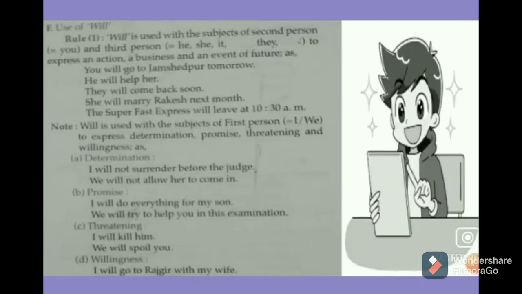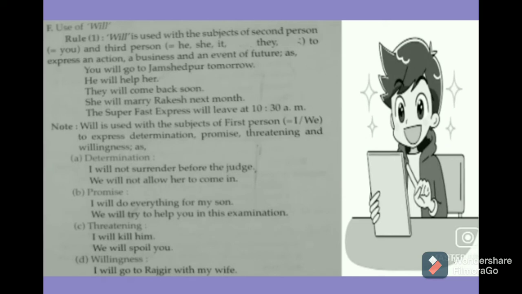Children, let's see rule 1. Will is used with the subjects of second person, you, and third person, he, she, it, they, to express an action, a business, and an event of future. Let's see these examples. You will go to Jamshedpur tomorrow. He will help her. They will come back soon. She will marry Rakesh next month. The super fast express will leave at 10:30 a.m.